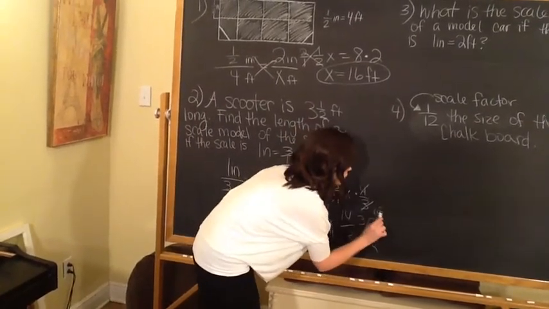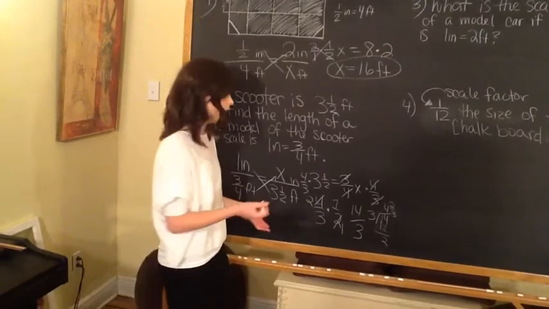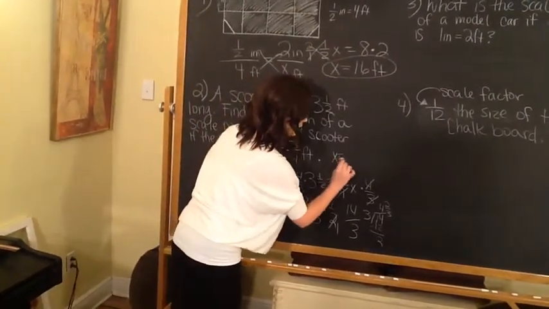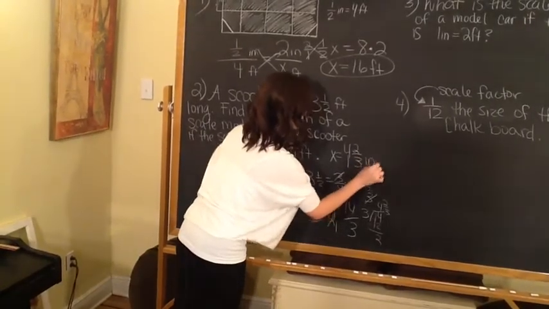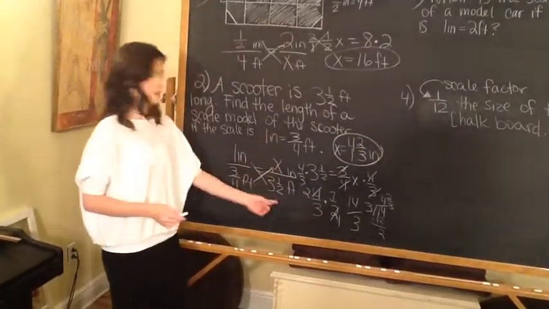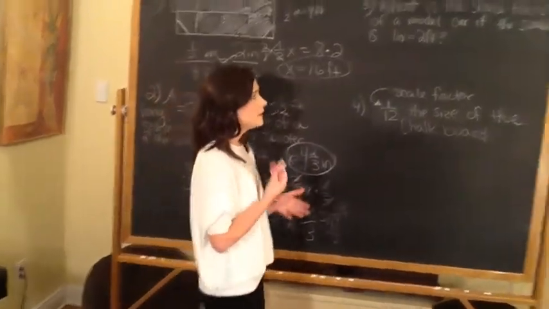So 4 2/3. So 4 2/3 what? 4 2/3 puppies. What are we talking about? So we have x is equal to 4 2/3 inch, because we were solving for inches, not feet. Alright, so that would be the size of the model. Let's go ahead and look at another example.